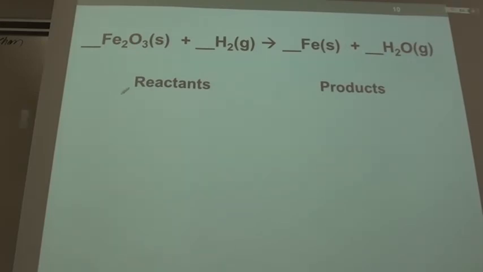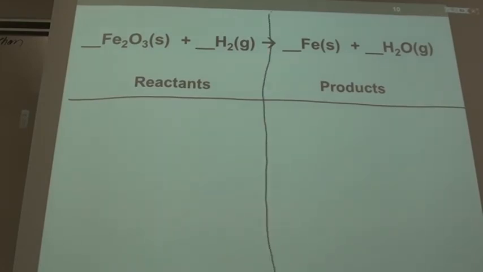The first step is to list the atoms. What kind do you see? Iron, oxygen, hydrogen. Okay, I'm going to list them in the same order on the other side, and then I'm going to do some counting. How many irons do I have in the reactants? 2. Oxygens, 3. Hydrogens, 2. And in the product side, irons, 1, oxygen, 1, hydrogen, 2.